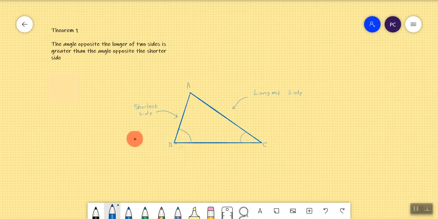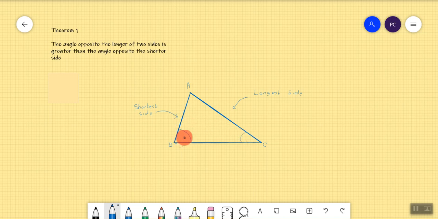So let's identify the sides. So this is the longest side. So from A to C is the longest side. And from A to B is the shortest side. So basically what this theorem is trying to say is the angle opposite the longest side, so this is the angle opposite the longest side, this angle is going to be greater than the angle opposite the shortest side. Here's the shortest side, here's the angle.